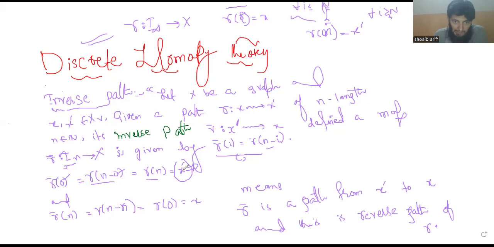So this is the last point of the path gamma, but for gamma prime, this is the initial point. Okay, and if we substitute n, we will get n minus n, so we will get x according to the definition of gamma. So in short, the last point is x. The conclusion is this: gamma bar is the path from x prime to x, and this is the reverse path of gamma.